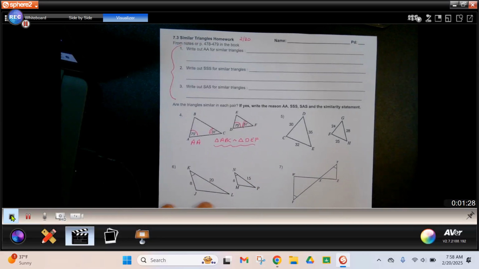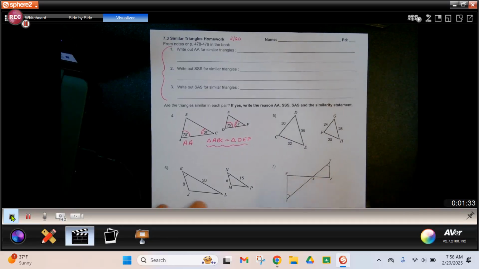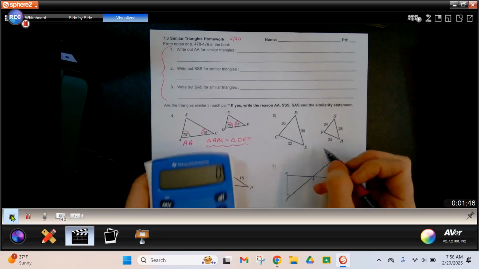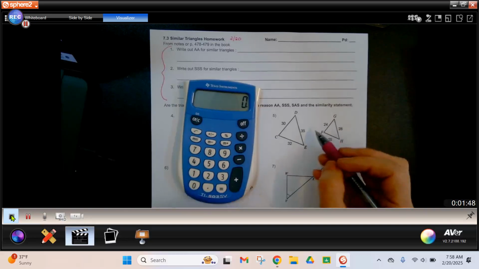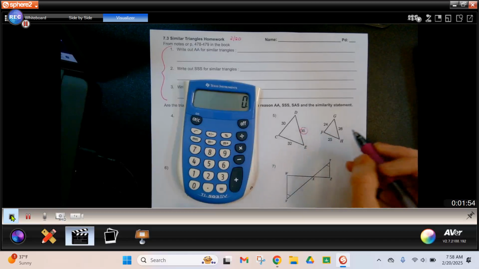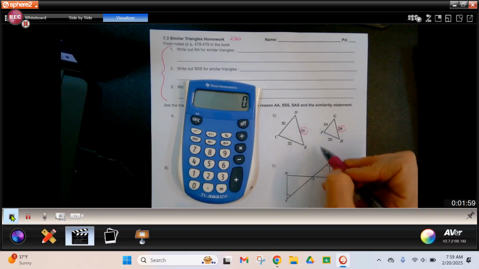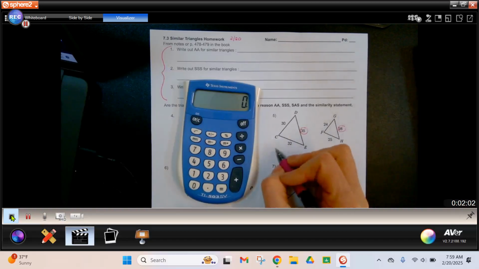Okay, number 5. I don't have any angles measured here, but we do have sides, and corresponding sides need to be proportional. And if all three of those sides are proportional, then we will have a set of similar triangles. Well, let's look at all three sides. Now remember, when you look at these two triangles, the biggest side is opposite the biggest angle. So we'll look at 35, and this is the biggest side, and that's opposite the biggest angle. So we'll look at these two sides. These two sides are corresponding. So 35 to 28.